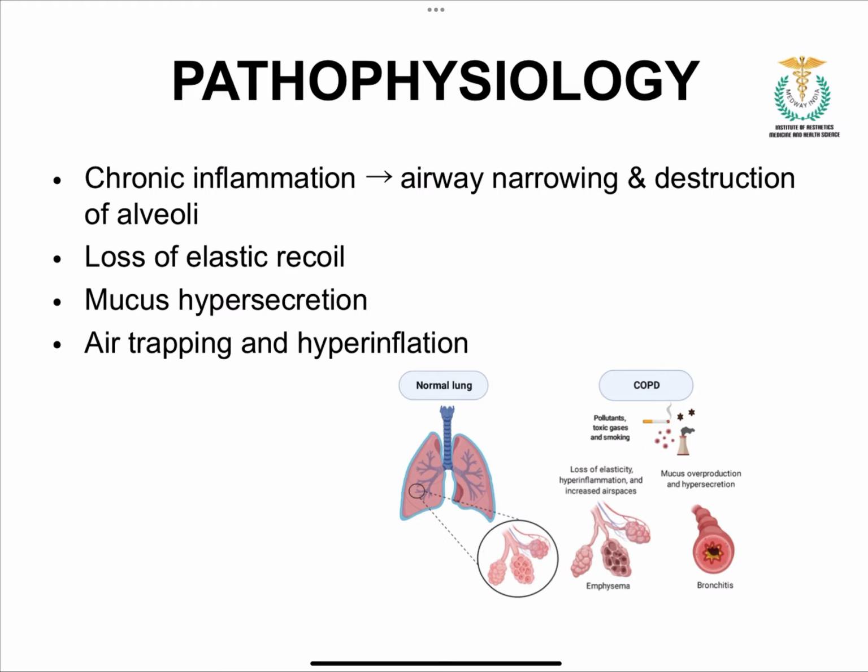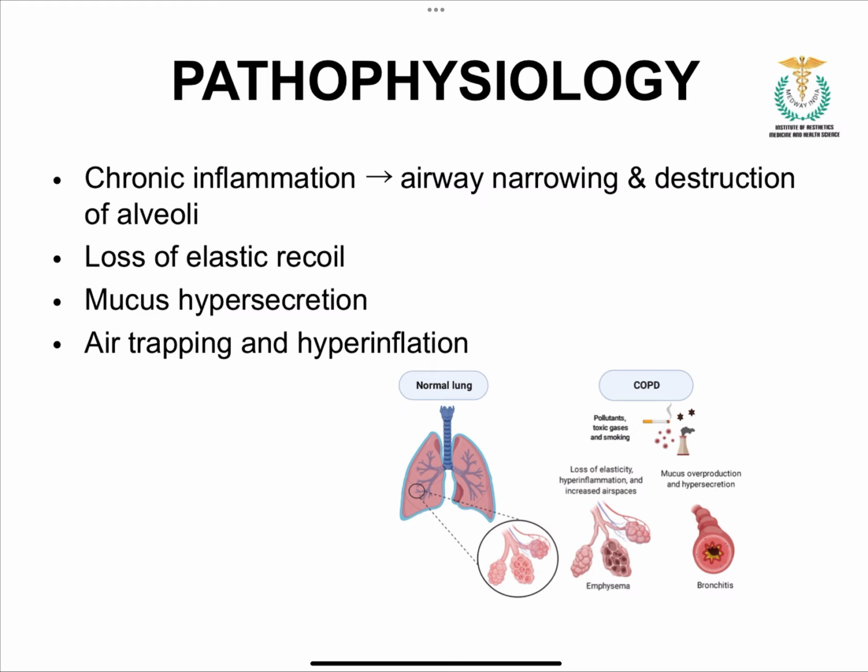Next is the pathophysiology. As I mentioned, it includes two disease conditions: chronic bronchitis and emphysema. In chronic bronchitis, there is chronic inflammation in the bronchioles. When there is chronic inflammation, there will be airway narrowing and destruction of the alveoli, as you can see in the bronchitis picture. Because of that, there will be loss of elastic recoil, and there will be mucus hypersecretion also. That is mainly in chronic bronchitis.